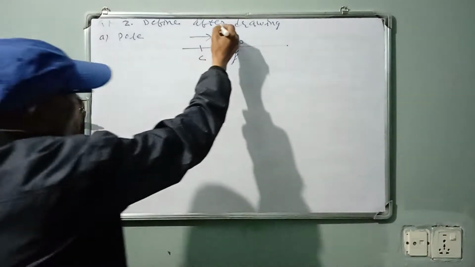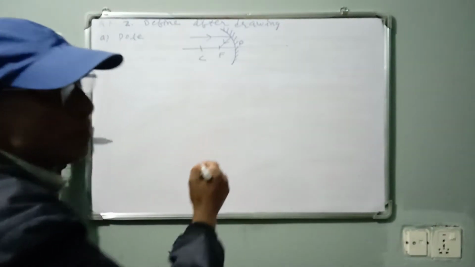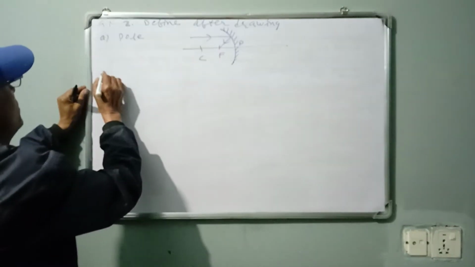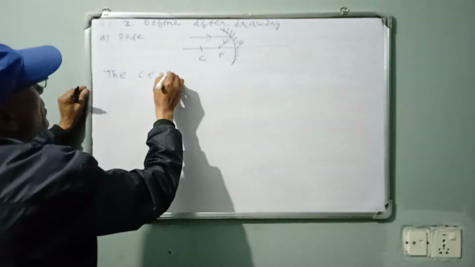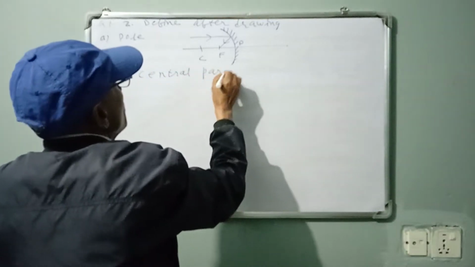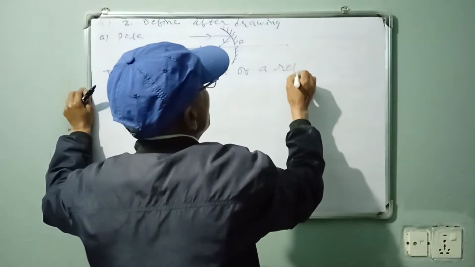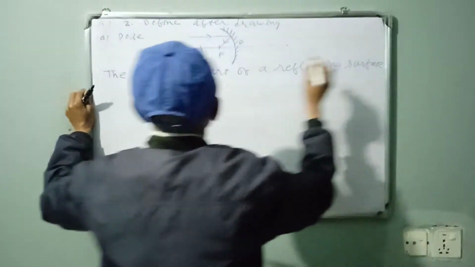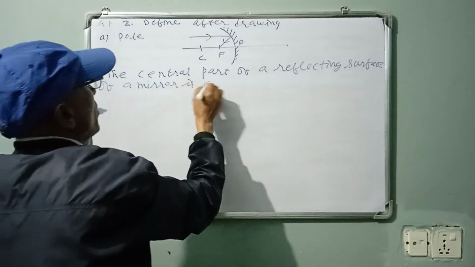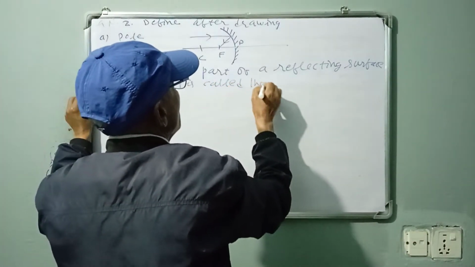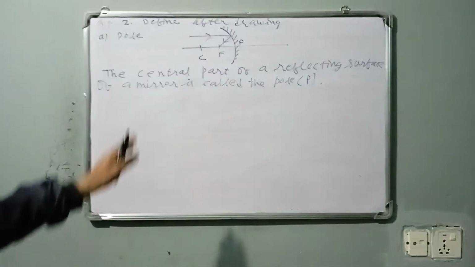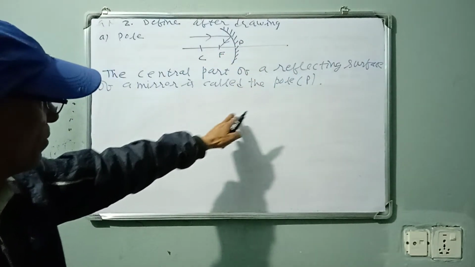Actually, you कुनै पनि mirror, either concave mirror or convex mirror को central part of the reflecting surface. The central part of a reflecting surface of a mirror is called the pole. Pole P. Generally, pole, it is the center part of the reflecting surface.